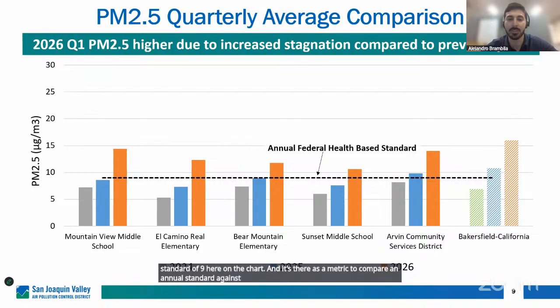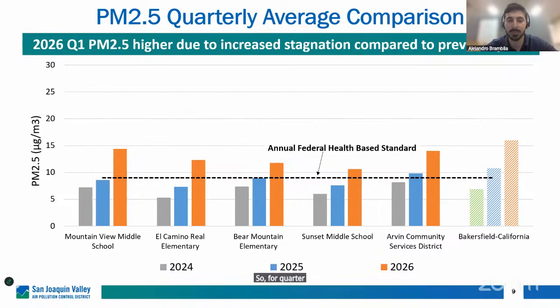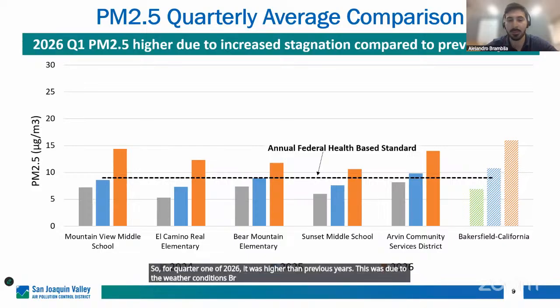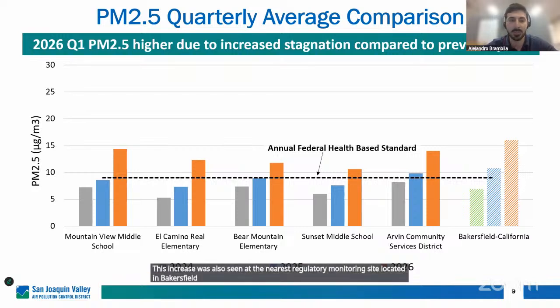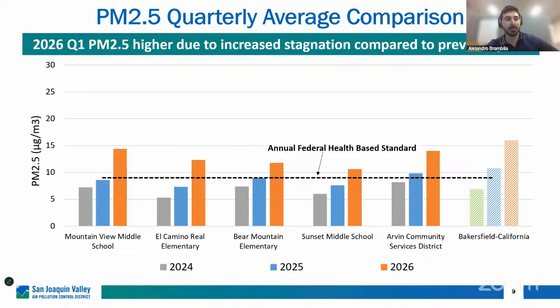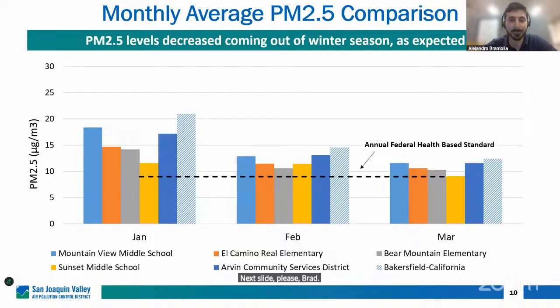and it's there as a metric to compare an annual standard against this quarterly average. So for quarter one of 2026, it was higher than previous years. This was due to the weather conditions Brad discussed just a moment ago. This increase was also seen at the nearest regulatory monitoring site located in Bakersfield, as you see on the right-hand side of the chart. Next slide, please, Brad. All right.